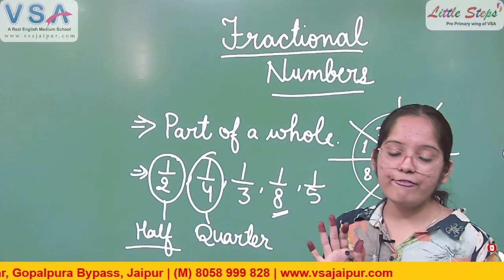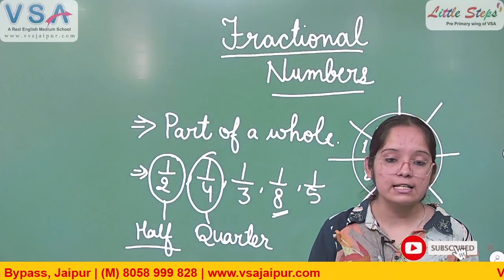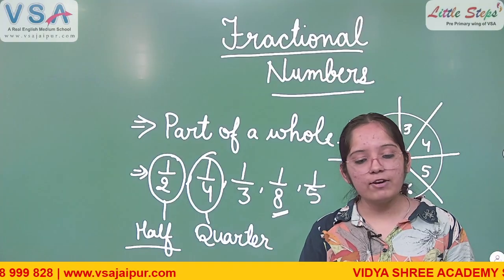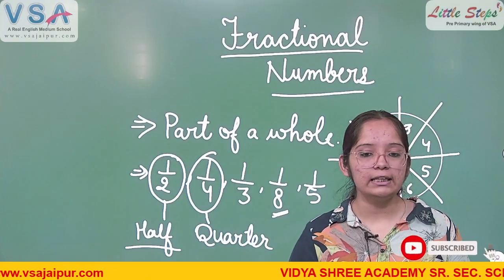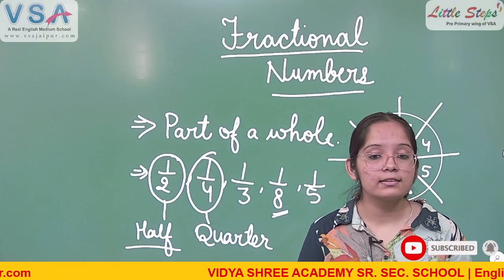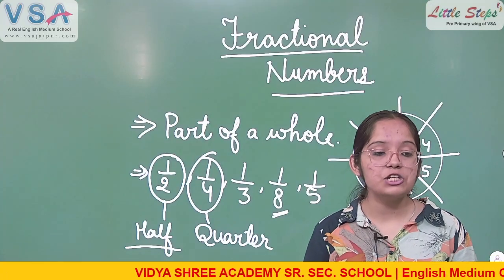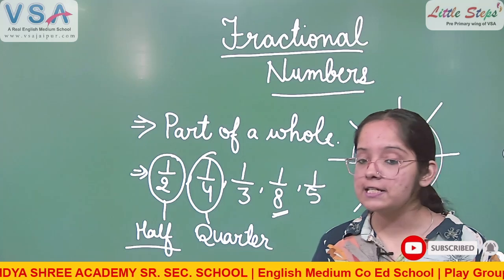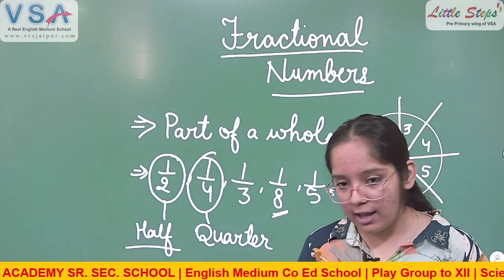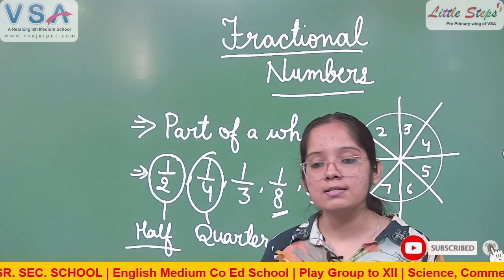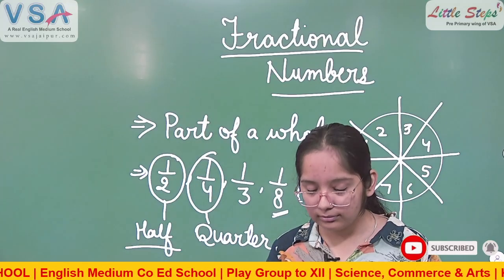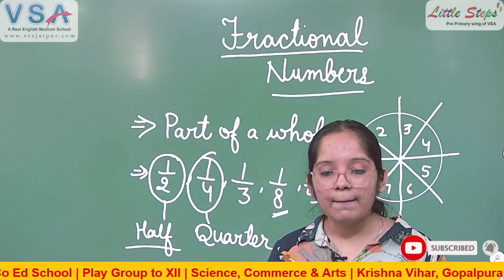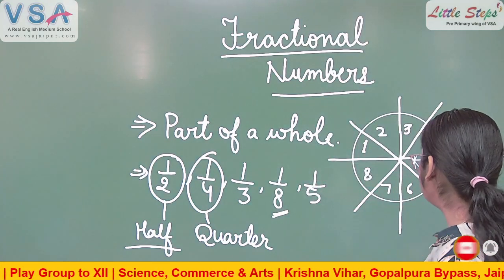Understood? If I say 1 upon 6, how many parts of the circle? 6 parts. And if I say 1 upon 4, what does it mean? 4 parts, and each part is known as a quarter. And if it has 2 parts, each part is known as half. And what are fractional numbers? Parts of a whole. Whole means complete. Very good.